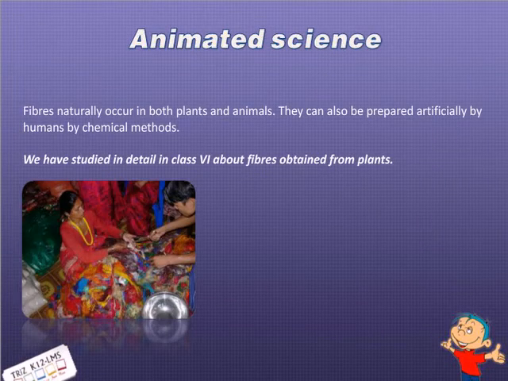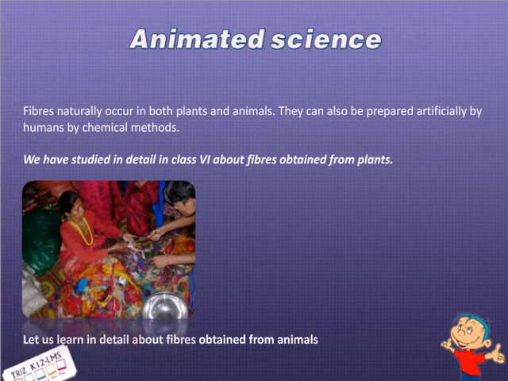Fibers naturally occur in both plants and animals. They can also be prepared artificially by humans by chemical methods. We have studied in detail in Class 6 about fibers obtained from plants. Let us learn in detail about fibers obtained from animals.